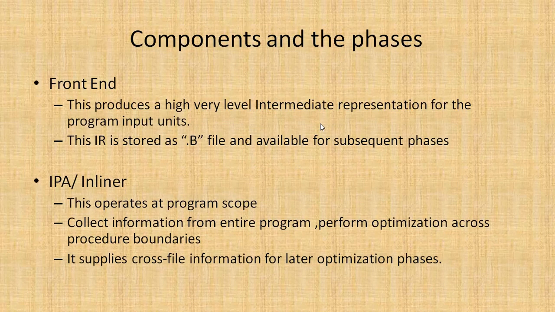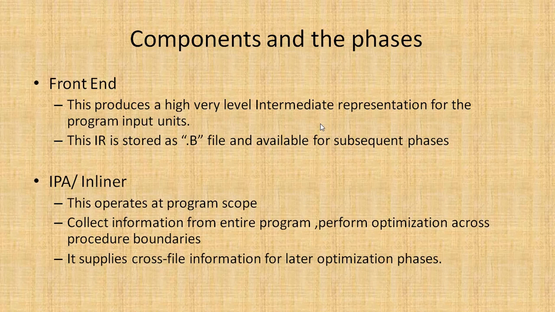So first comes the front end part. The front end part of C, C++ is based on GNU technology, whereas for Fortran it is based on SGI Pro 64 technology. Each of these produces a very high level intermediate representation for the input program units, stored as a so-called .b file. This representation is available for further phases.